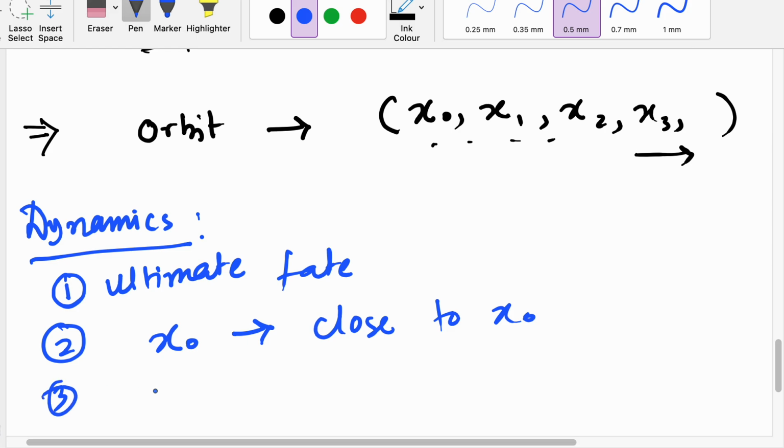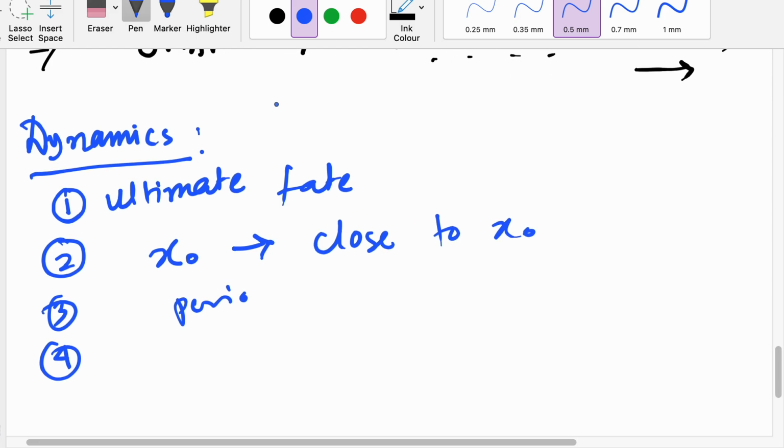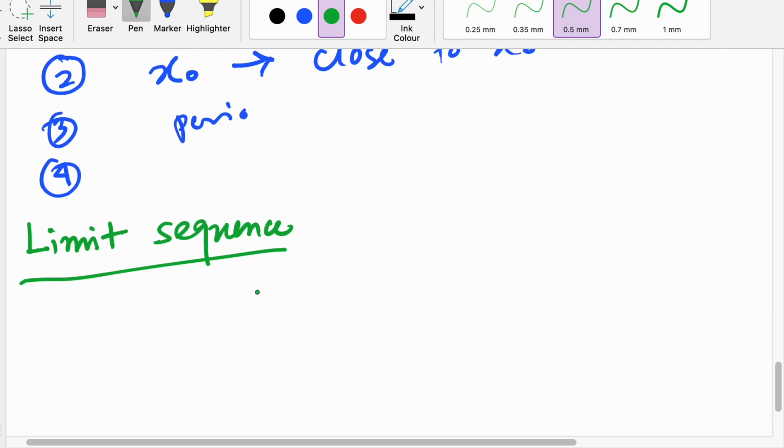And third is whether this is a periodic orbit or not, and fourth is obviously whether this is chaotic or not, or eventually periodic or not. These are the kinds of questions we are interested in, and to answer them mathematically, we need to know the long term behavior of the orbit, meaning as time goes on, how does this sequence progress. To see that, there is a concept called the limit of a sequence.